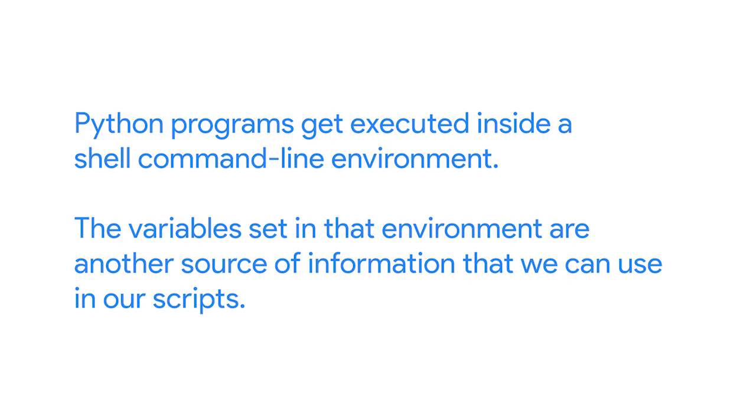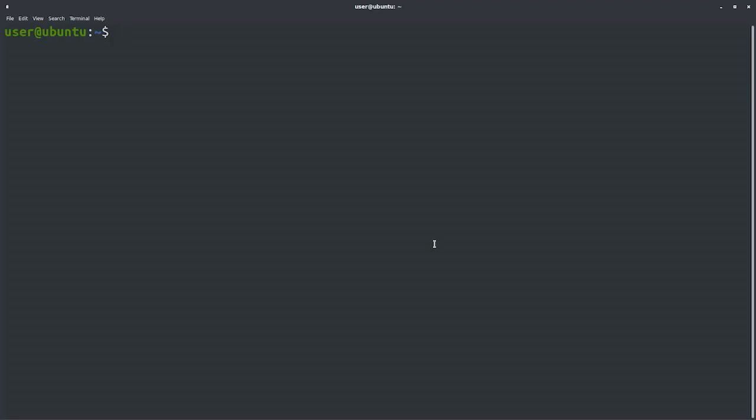The variables set in that environment, which are called, you guessed it, environment variables, are another source of information that we can use in our scripts. Understanding and being able to change environment variables can be really useful to quickly alter a program's behavior. Usually, we can do this by just making some minor changes in the environment the programs are running in. From a command line prompt, we can check these variables using the env command. Let's take a look.